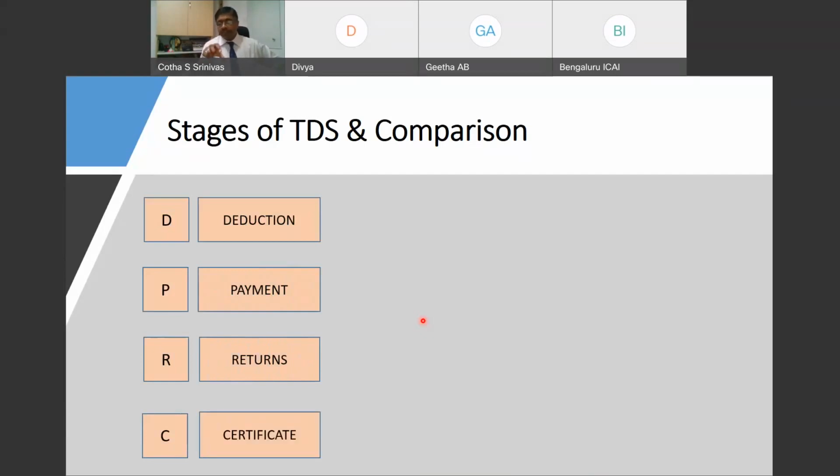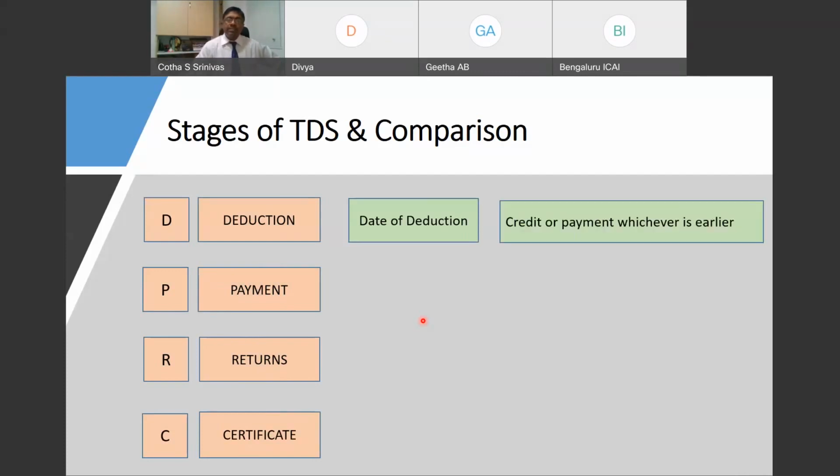So first, the deductor has to deduct the TDS. Then he has to make the payment of that particular amount, what he has deducted. Then he has to file the returns, then issue a certificate. Let us see how it has to be done, when it has to be done. So the date of deduction. What is the date of deduction? I was talking about at source. That is the date of entering a transaction in the books of accounts.